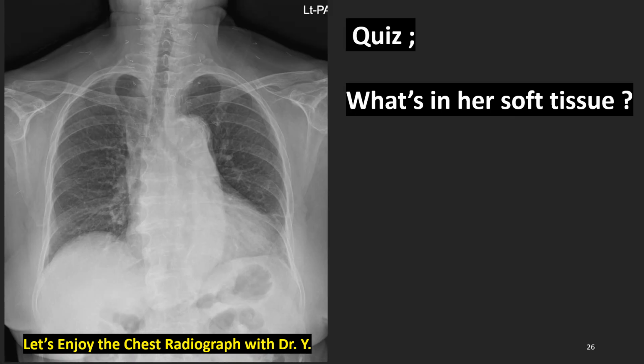Quiz for the next session. What's in her soft tissue? Fine linear densities.